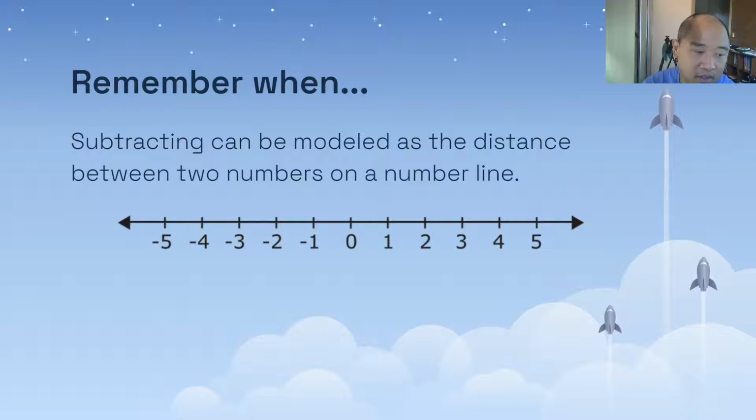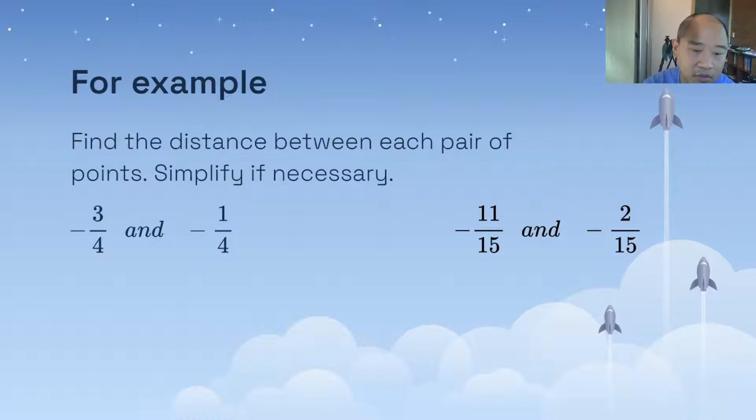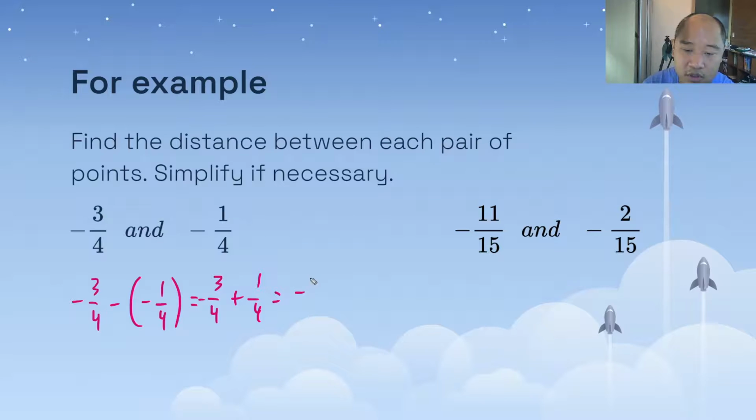Anyway, what is the distance though of these two numbers, 3/4 and 1/4? Well, you can do that by subtracting, right? Negative 3/4 minus negative 1/4 is the same as negative 3/4 plus 1/4, which is negative 2/4, which is negative 1/2.